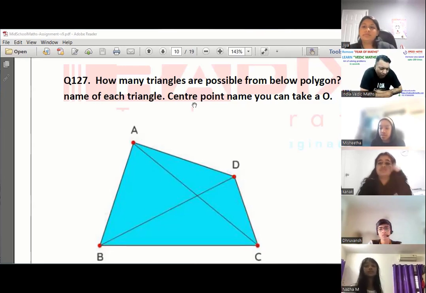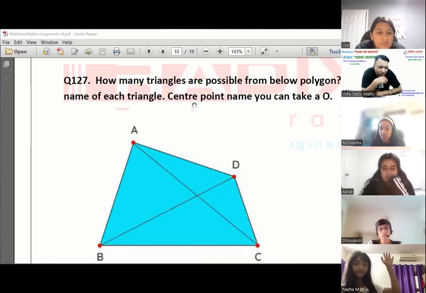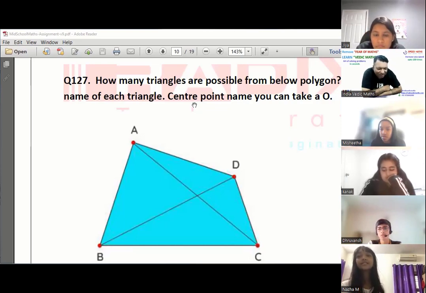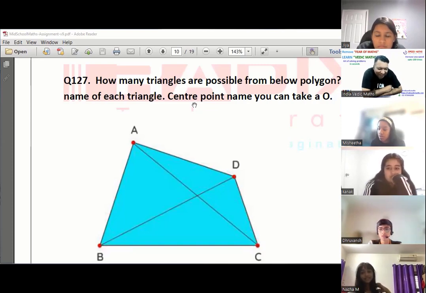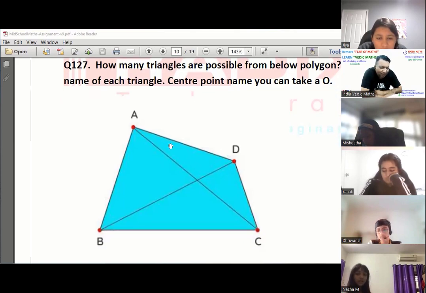So welcome back. The question is, how many triangles are possible? Who answered it correctly? Naja, how much did you get? 8. Good. Kanak, how much did you get? Jia? I didn't understand this question. How many triangles? Suppose O is the center point. One triangle is AOD, correct? One triangle can be AOB, right? You have to count the figures.